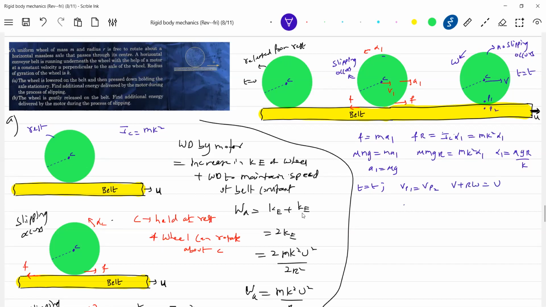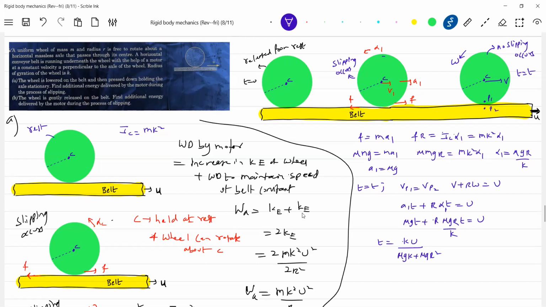What is V equal to? V equal to a1 t. What is omega? Omega equal to alpha t. It should be equal to u. So a1 is mu g, t, and R alpha 1. What is alpha 1? So t is equal to u by mu g k plus mu g R square. So there's a time at which the slipping ceases and the friction will vanish.